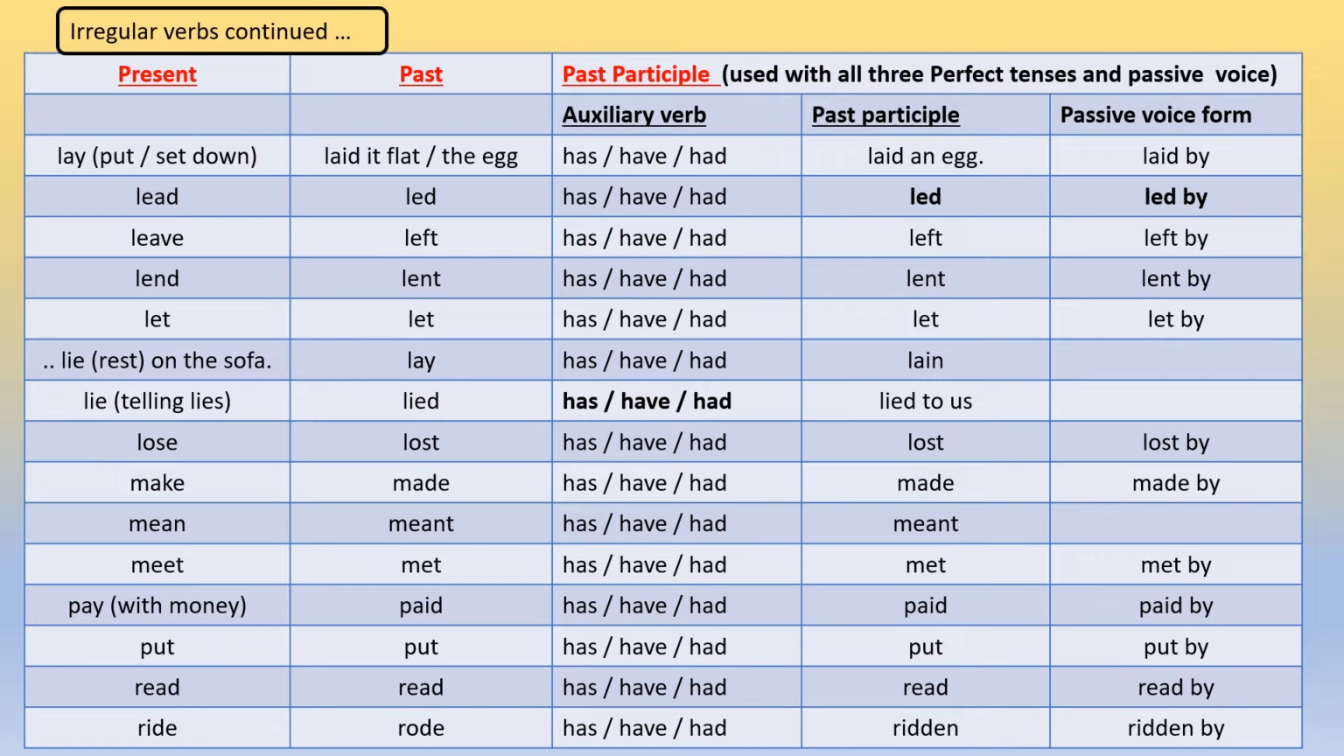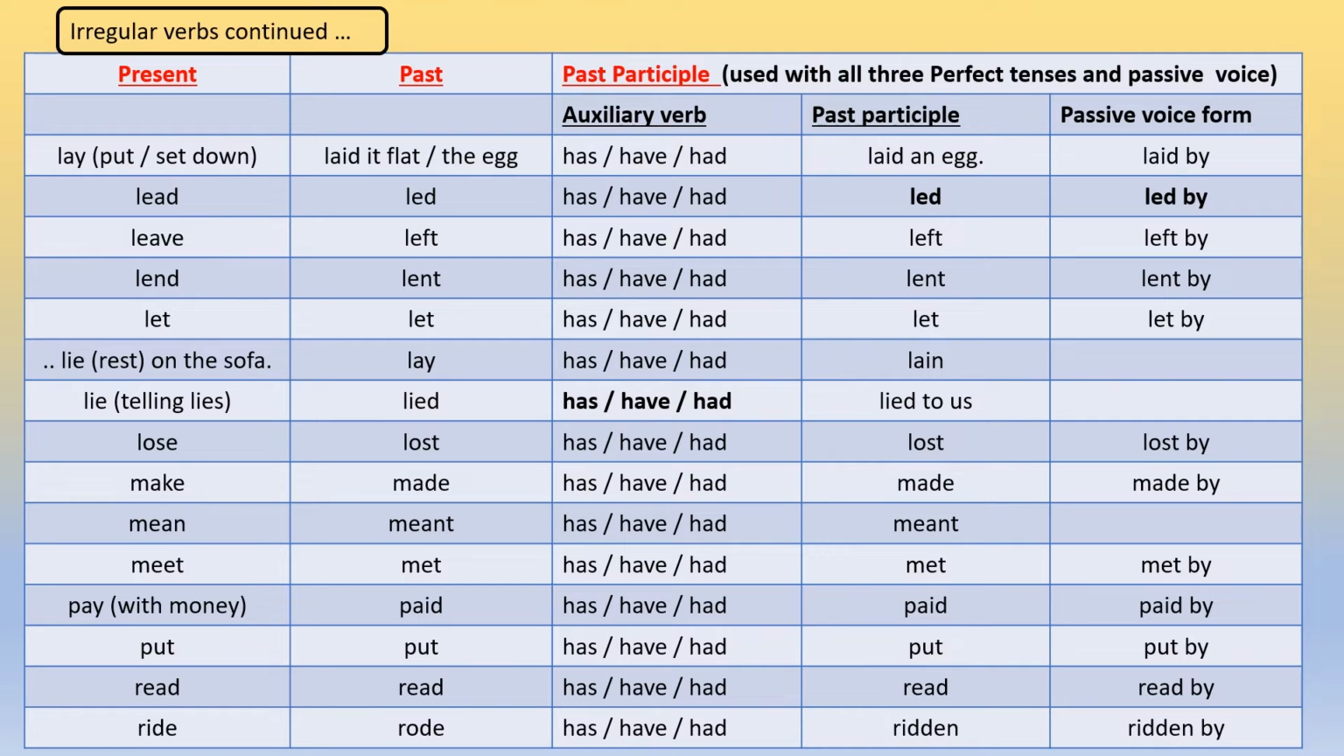Irregular verbs continued. Lay, laid, like putting the egg down flat, or laid. Has, have, had laid an egg. Lead, led, L-E-D. Notice that the A is removed there. Leave, left. Lend, lent, with the T. Let, let, let, right through, no change. Lie, lay, lain. Lose, lost. Make, made.